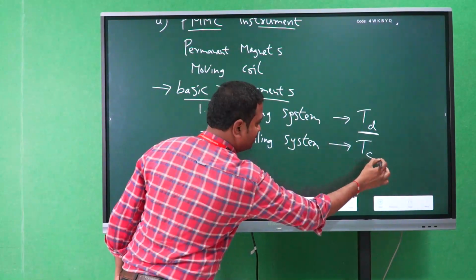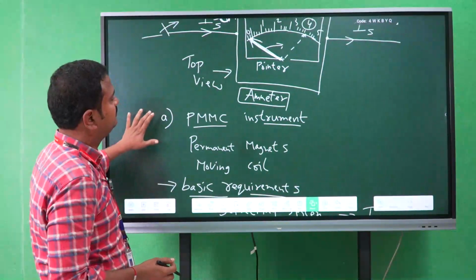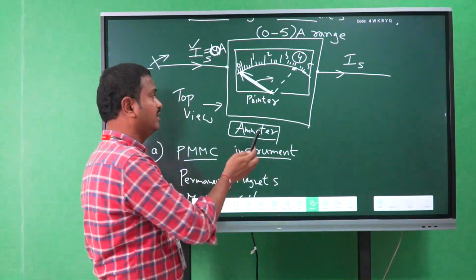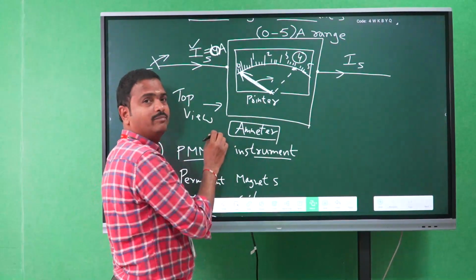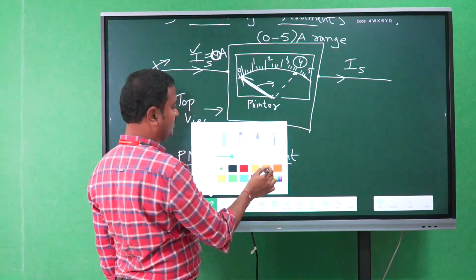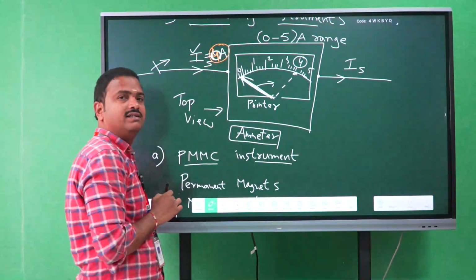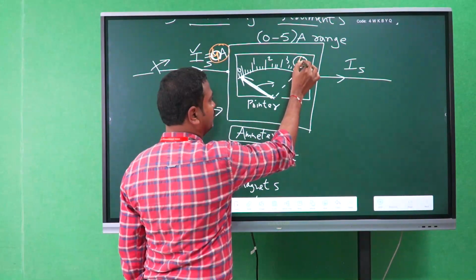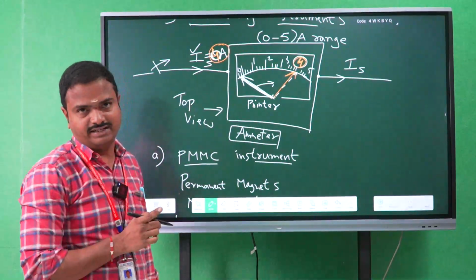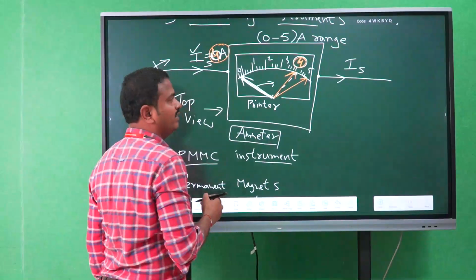So the controlling system produces controlling torque. So what is controlling torque? Whenever a deflecting torque is exerted, the pointer moves on the scale, but it should stop at the final value. Here, what is the current value? It is 4 amperes, right? So the pointer should stop at the 4 amperes reading, not more than that. Here we have a maximum value of 5 amperes.